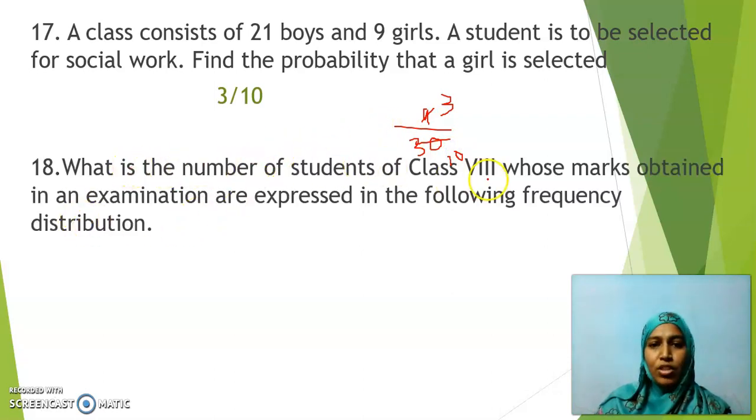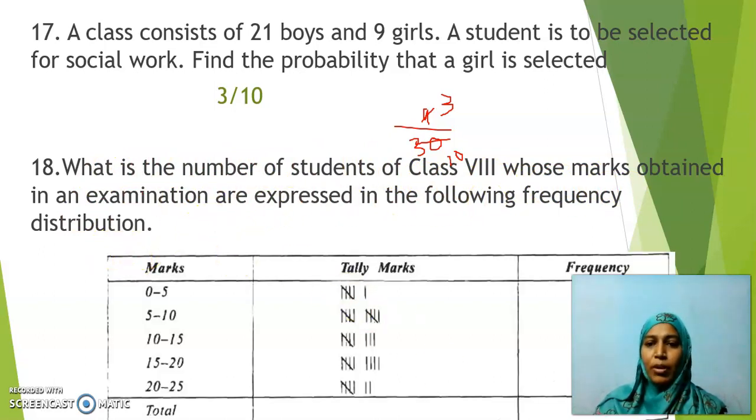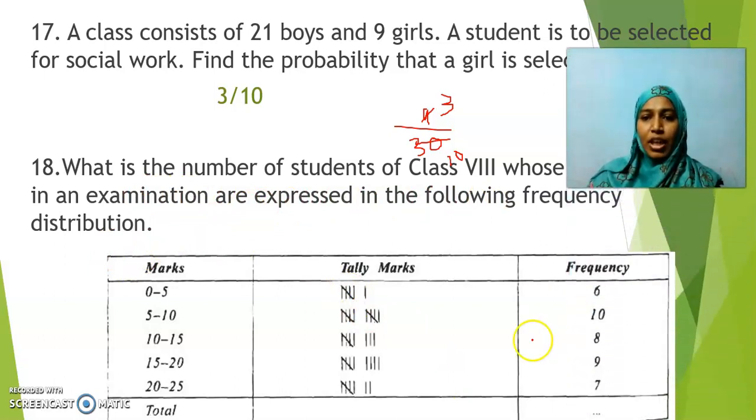What is the number of students of class 8 whose marks obtained in an examination are expressed in the following frequency distribution table? Here we have a frequency distribution table. They are asking what is the total number of students in class 8? What should I do now? From 0 to 5 marks, 6 students have scored. 10 students have scored between 5 and 10 marks. So totally how many students are there? Just add up all these and give me the answer. Very simple question. It may look different, but our objective is to find the total number of students in class 8. So add it up and get the answer.